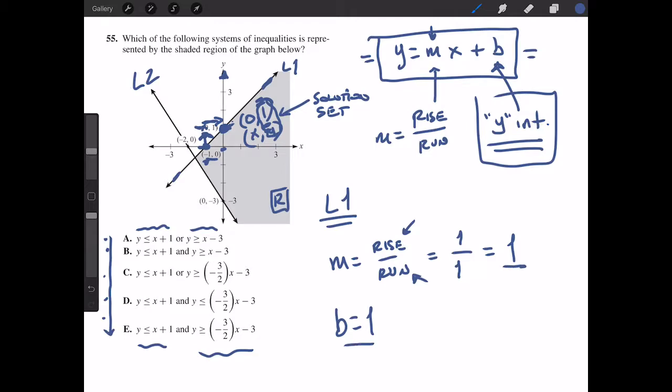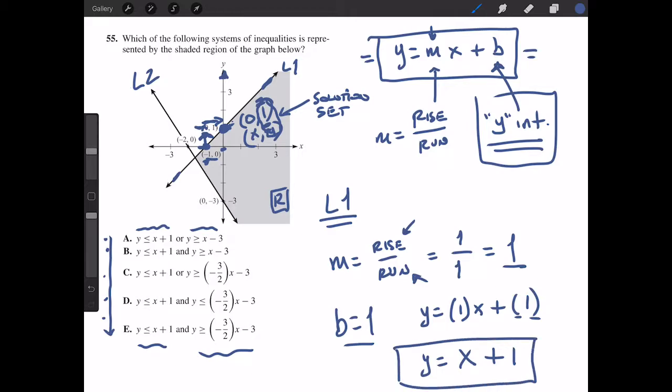So if we use these 2 values, m1, b1, and plug them into the y equals mx plus b format, we get y equals parentheses 1 for m times x plus parentheses 1 for b. Clean it up. 1 times x is x, and then plus 1, no need for these parentheses here. So this is the equation for line 1. Line 1 has the equation, therefore, y equals x plus 1.